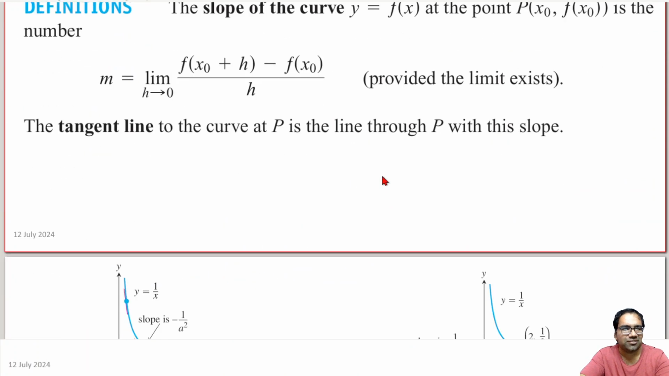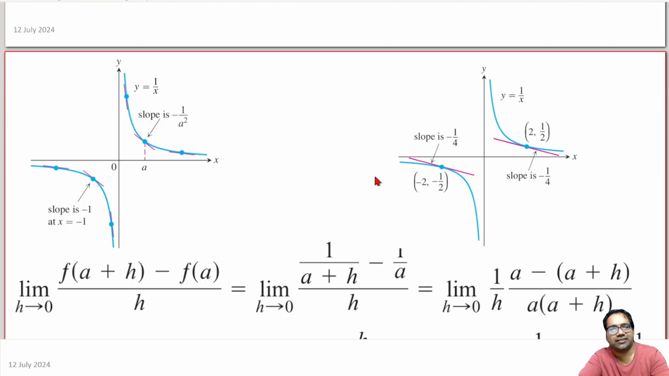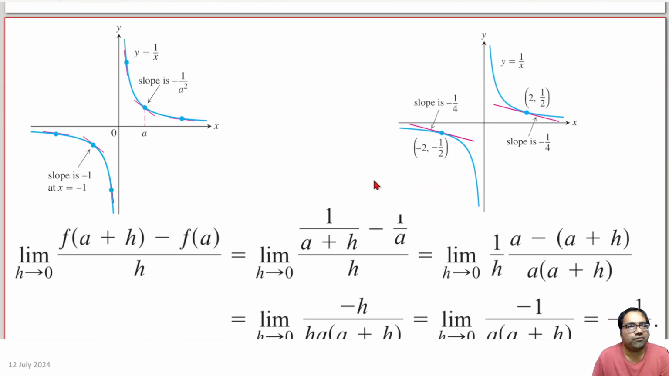Right, guys. Now let us look at some examples. Let's say some curve like y equal to 1 by x. This is the curve. Right. Now you want to find the slope of this curve at some particular point x naught equal to a.